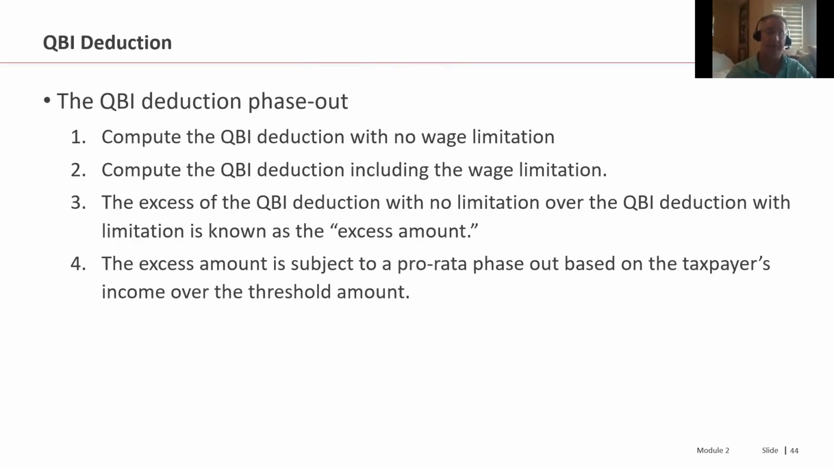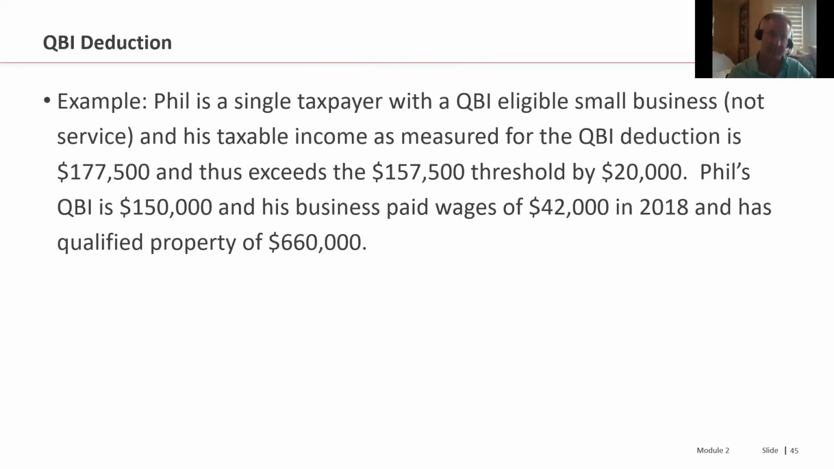And the only way to do this is through an example. Phil's a single taxpayer, QBI eligible small business. Taxable income as measured for the QBI deduction is 177.5. Since he's single, he exceeds the 157.5 threshold by 20,000. QBI is 150,000. His business paid wages of 42,000. And he has qualified property of 660,000.